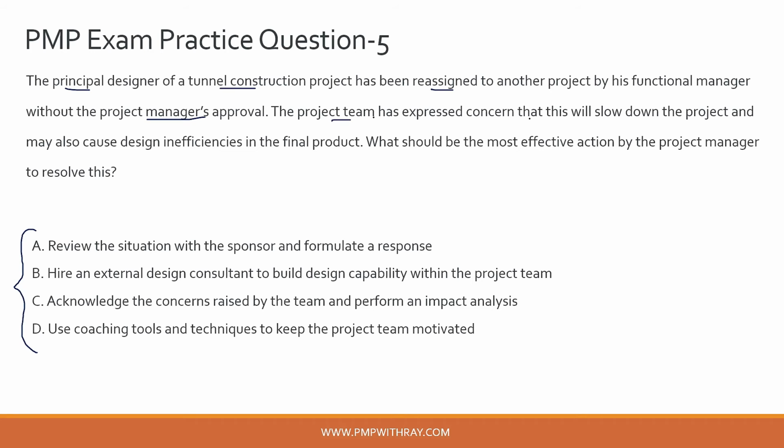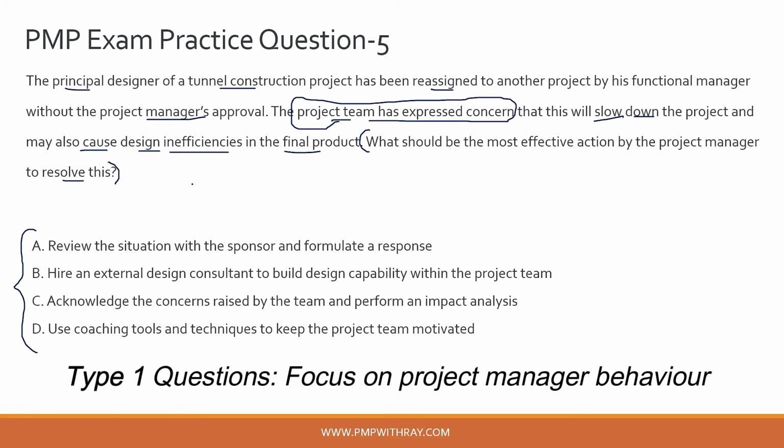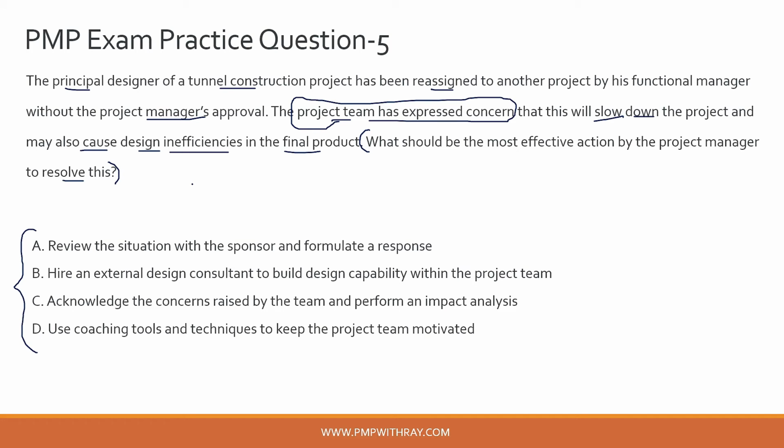The project team has expressed concern that this will slow down the project and may also cause design inefficiencies in the final product. So, what is the issue, guys? The issue is your project team has expressed concern that this will cause some problems in the project. It may cause design inefficiencies, it may slow down, it might increase the project cost, etc. What should be the most effective action by the project manager to resolve this? Again, if we look at the stem of the question, this is a typical type 1 question. So we will trigger the ideal project manager behavior framework in combination with the positive bias principle.